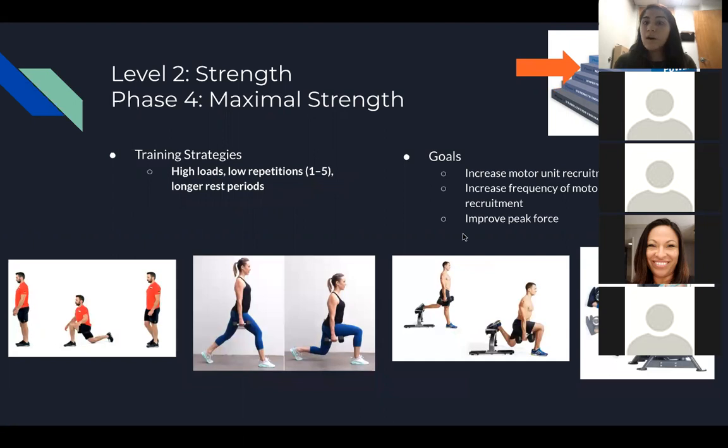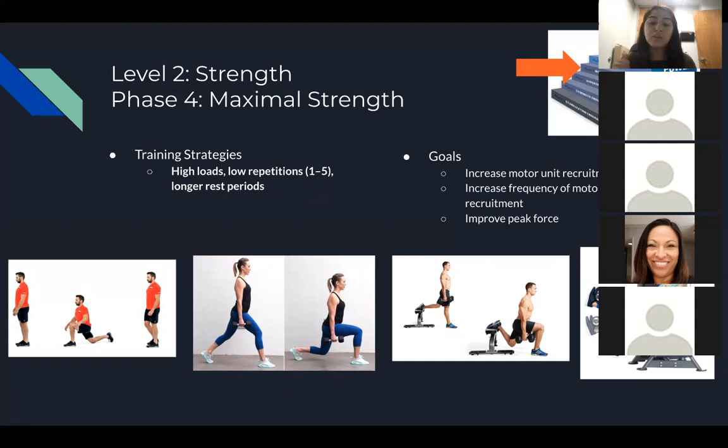So moving on to the next phase, which is our fourth phase, is maximal strength. And what that looks like is you're trying to increase motor unit recruitment. So how fast your muscles are recruiting to do this movement. And one example again is that lunge example. So instead of the lunge, now you're doing these leg extensions. They're targeting the same muscle, but now you're increasing the load.